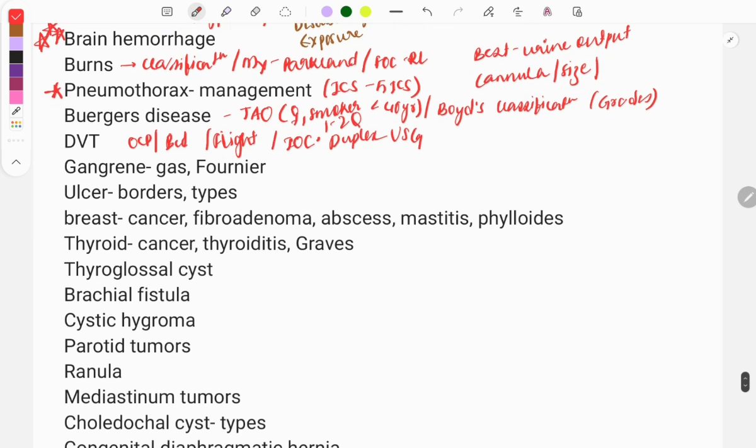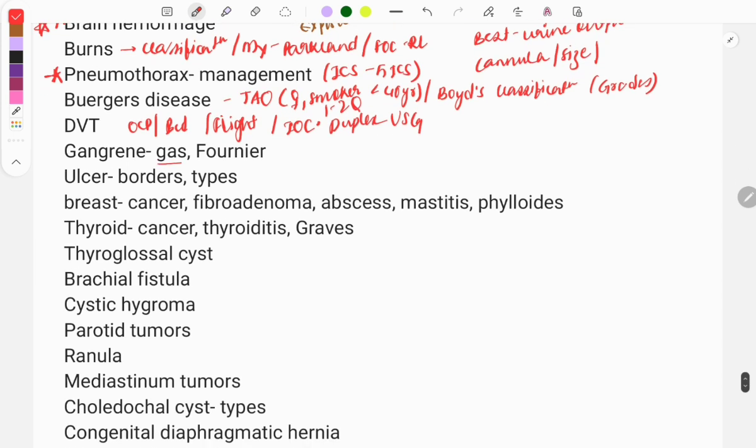Then looking at some other important topics, that is gangrene. There are two types of gangrene, gas gangrene and Fournier gangrene. The causative organism is asked for gas gangrene, which is Clostridium, and for Fournier, mostly an image-based question of the scrotum is asked. As we all know, it is an infection mostly involving the scrotum, and it is polymicrobial, that is, more than 2 organisms are involved in it. So look at the image of Fournier gangrene also.